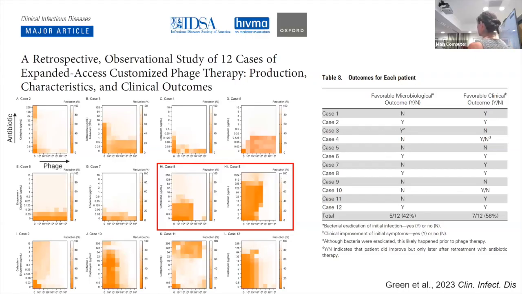These numbers may seem very low, but some of these patients had been on antibiotics for decades. These are some of the most difficult cases you probably see if you're a clinician working in infectious disease.